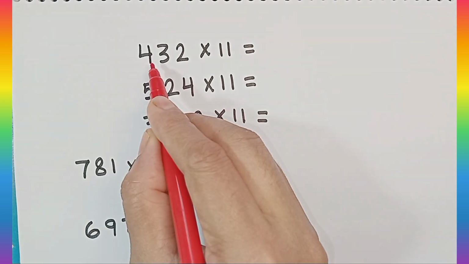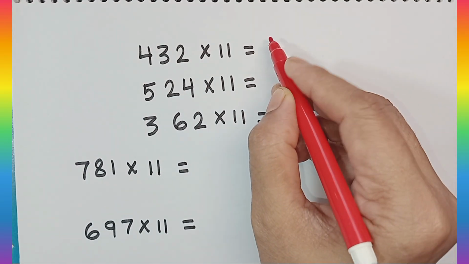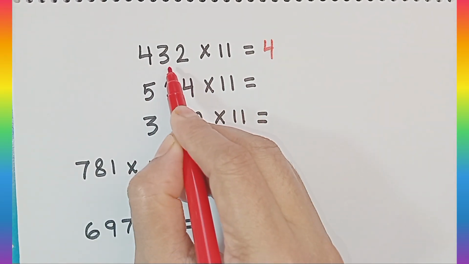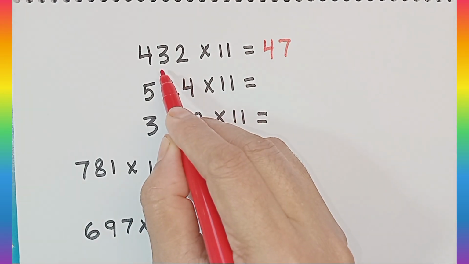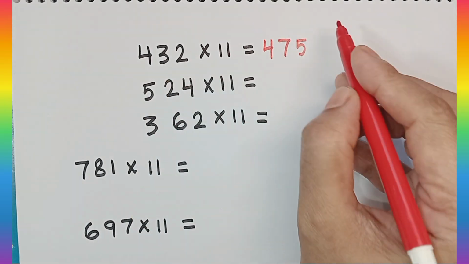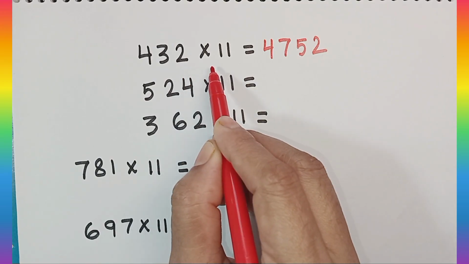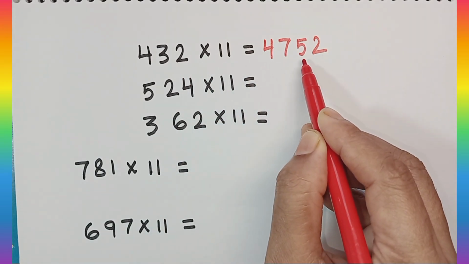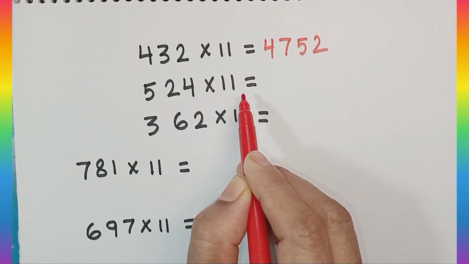Let's try. 432 into 11. We will write the first digit at the beginning of the answer, 4. Then add first and second digit. It will be 7. Now add second and third digit. It will be 5. And write the last number at the last of the answer. 432 into 11 is equal to 4752.